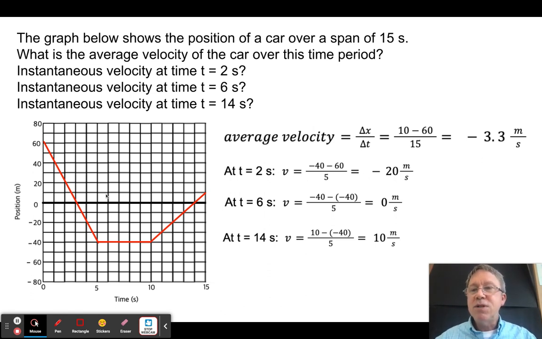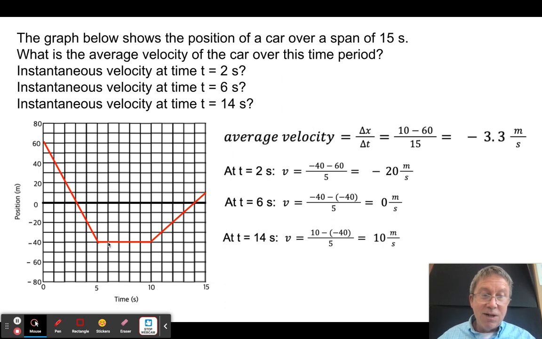At time t equals 2 seconds, right here, what is its instantaneous velocity? A lot of times kids are like, how am I supposed to find that, Mr. Simpson? Easy. You just look at the area around it. This slope is constant here. So what is the slope? I'm just going to find it by saying negative 40 minus 60 divided by 5 seconds. It's going negative 20. Since the slope didn't change, I know this whole time it was going negative 20. So at time t equals 2 seconds, it was going 20 meters per second in the negative direction.